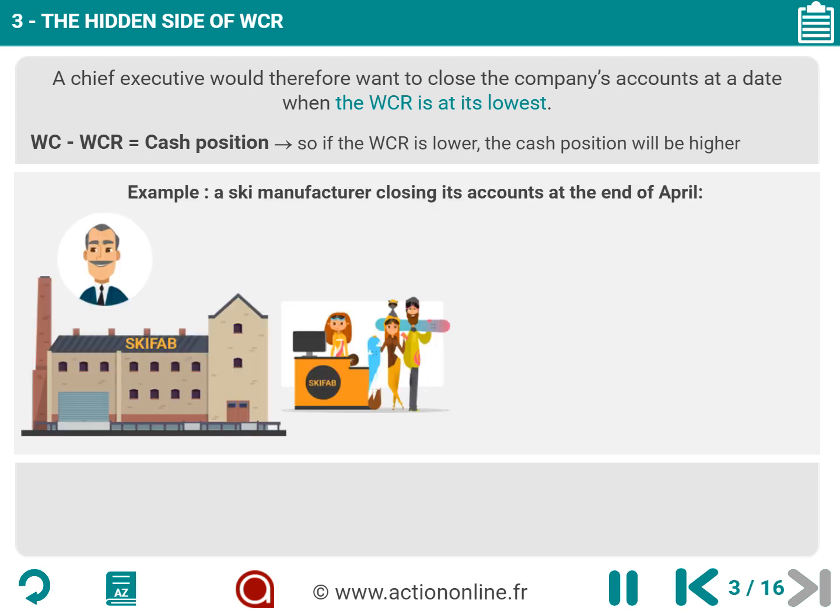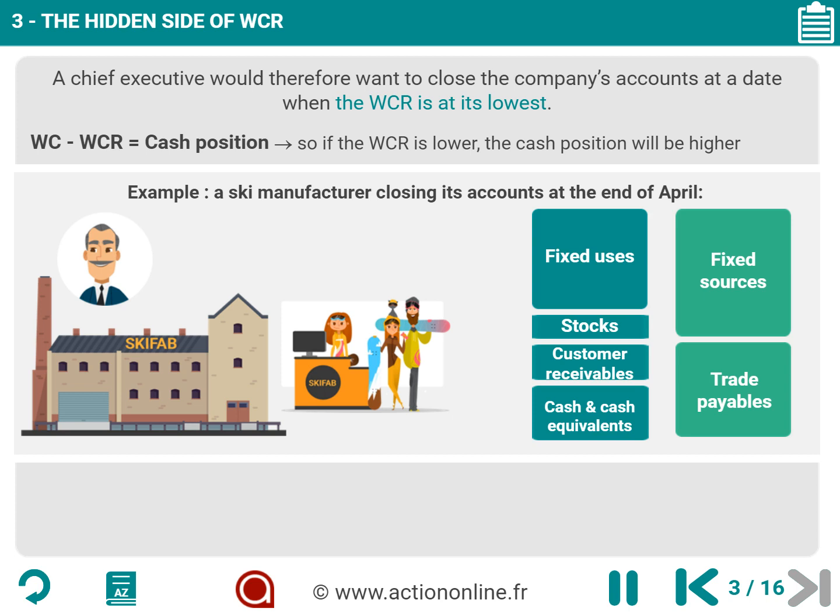A ski manufacturer, for example, will want to close its accounts at the end of the season, at the end of April, for instance, when the stock of finished goods has been reduced, the majority of customer receivables from sales in previous months have been banked, and trade payables relating to the next season's manufacturing are at their highest. That will mean that the working capital requirement is at its lowest and the cash position at its highest.